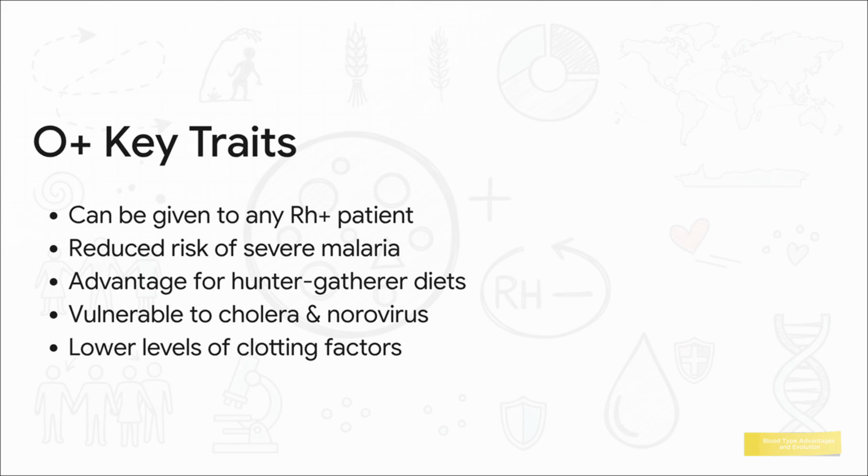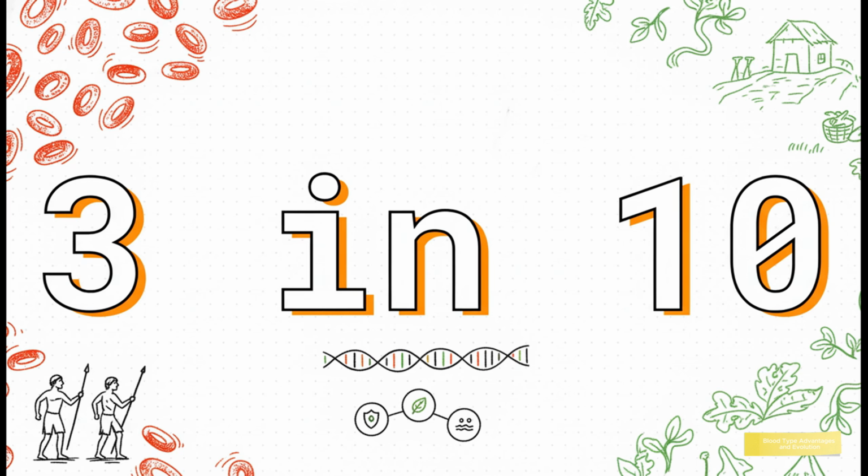But on the flip side, that very same structure, that lack of A or B antigens, seems to make it an easier target for nasty stuff like cholera and norovirus. It also tends to have lower levels of blood clotting factors, which can be good or bad depending on the situation. All right, next up we've got A positive, the second most common blood type.